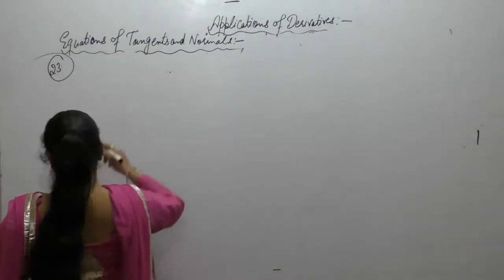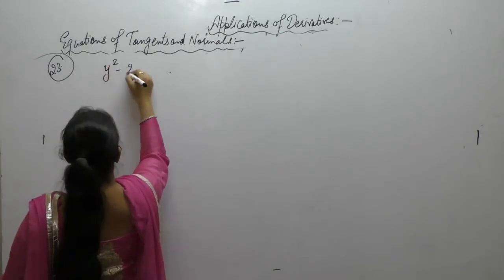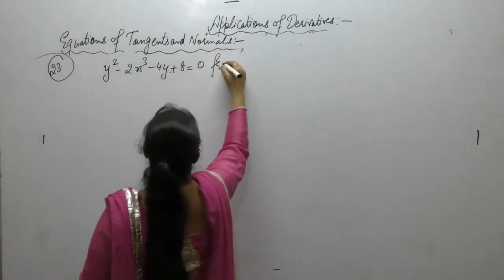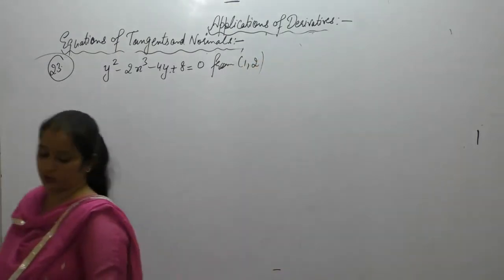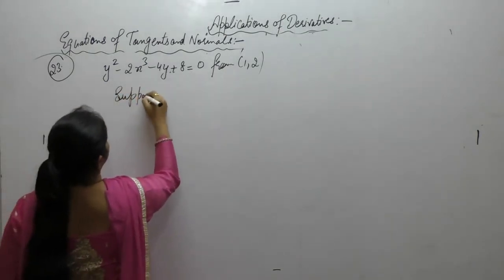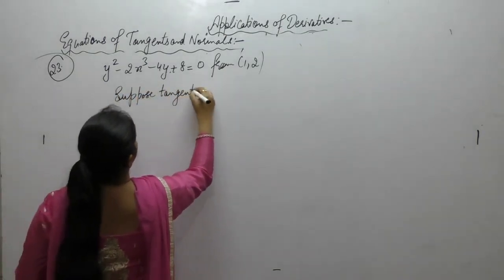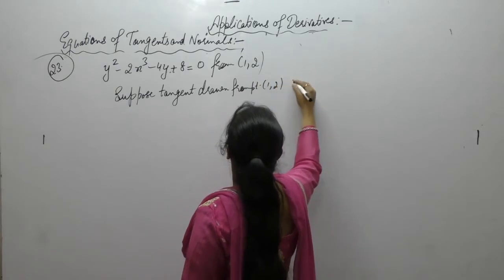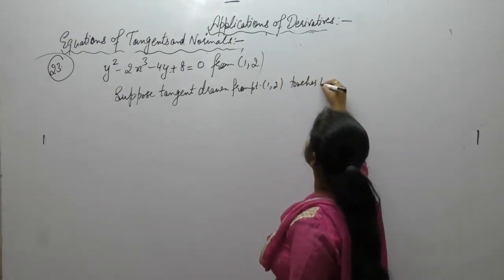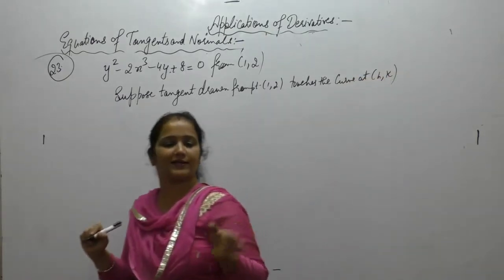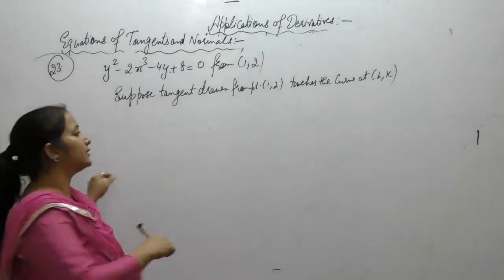Next one is, find the equation of tangent drawn to the curve y square minus 2x cube minus 4y plus 8 is equal to 0 from point 1, 2. Suppose the tangent drawn from point 1, 2 touches the curve at point h, k. If it touches the curve at this point, it means this point will lie on the curve.